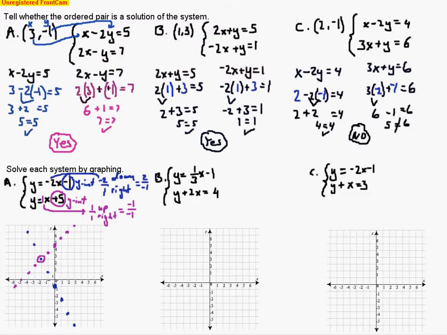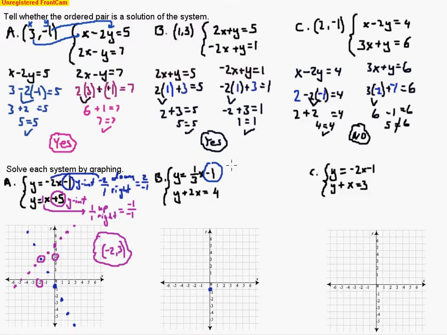So here it's 2 spaces to the left, so it's negative 2. And here we are 1, 2, 3 spaces up. So 3 spaces up, so positive 3. So (-2, 3). That is the solution of that system. There's another one. We've got the y-intercept of -1. So I'm going to go down one space on the y-axis, put a dot. Then use the slope.